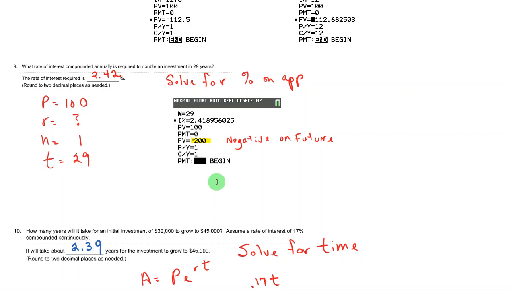Okay. So you're solving for that. And because it just said double, you're going to double an investment. You could have used 1,000 and 500. You could have used 10 and 5, whatever it is. You want this to double to get here. And so that should be pretty easy.